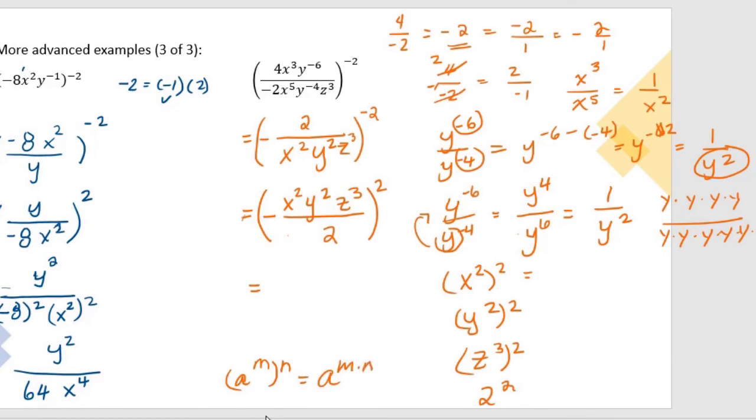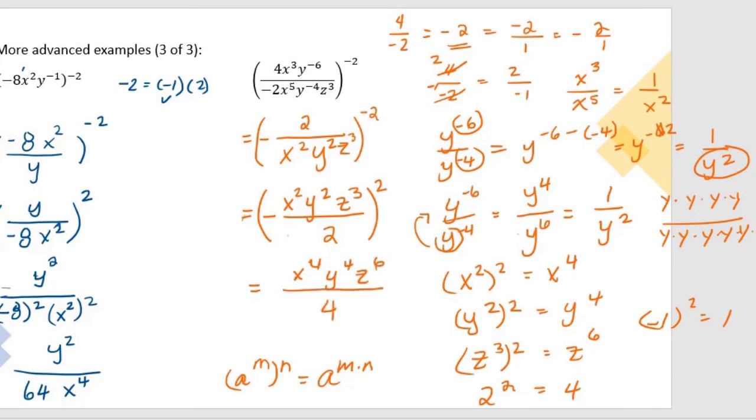So x squared, all squared, is x to the power of 4. Same goes for the y, and the same rule applies to the z. 3 times 2 is 6, so I have z to the power of 6. 2 to the power of 2, 2 squared is, of course, just 4. And then finally, this negative 1, well, what I've really got is negative 1 squared, which is just positive 1. So we get rid of our negative sign entirely that way. So my final answer is x to the power of 4, y to the power of 4, z to the power of 6, all divided by 4.